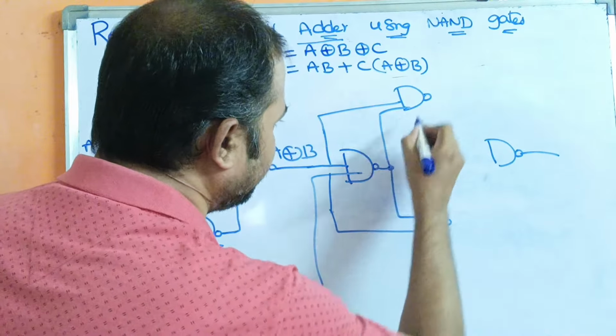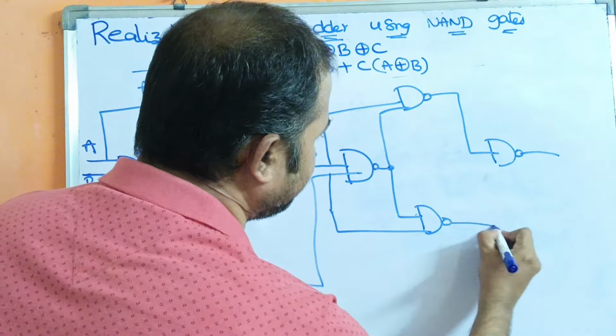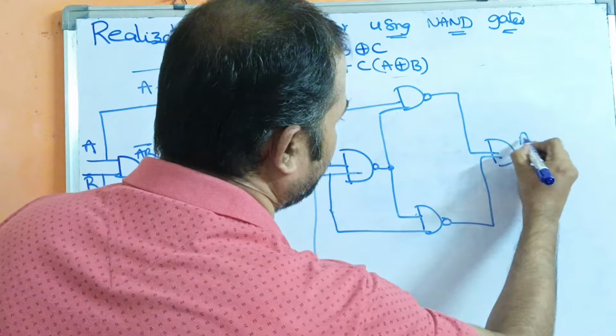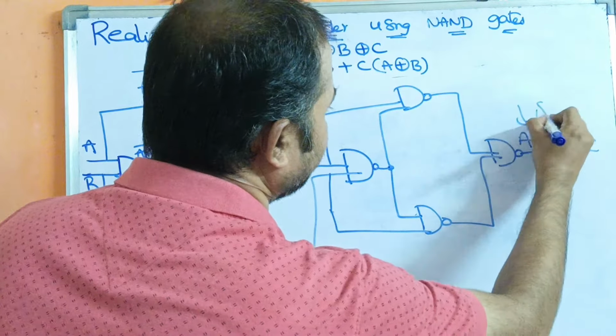Okay. Next, this NAND gate receives input from this NAND gate as well as this NAND gate. So it will produce A exclusive OR B exclusive OR C. So this is the expression for the sum.